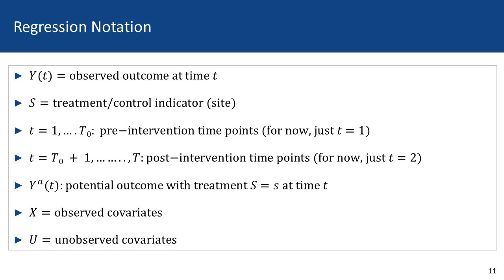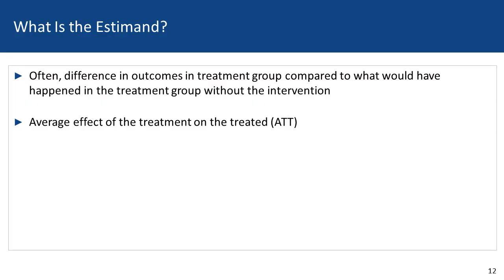In the regression model, we can also observe covariates, so we can have x's, and then we also need to remember that there are unobserved covariates that we will not be able to control for. What are we estimating in this regression? Usually we are estimating the difference in outcomes in the treatment group compared to what we would have seen in the treatment group had the intervention or policy not been implemented. And this is the average effect of the treatment on the treated, or the ATT.